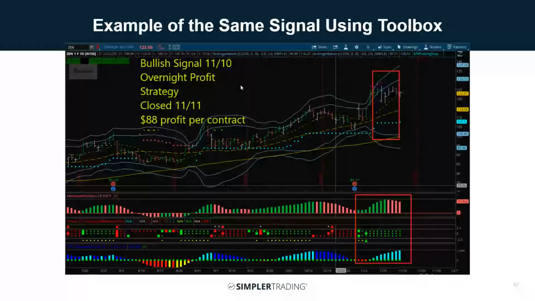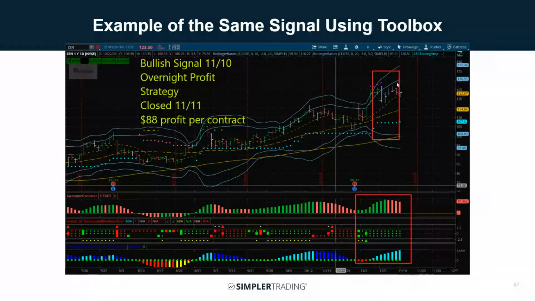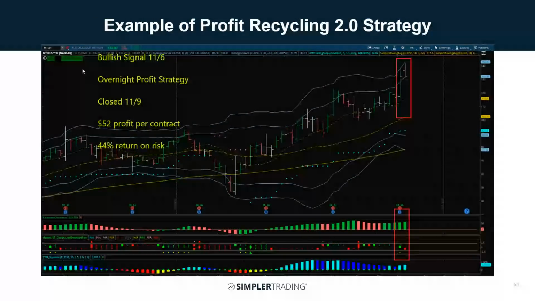Here was an example on Zen. Took this trade on the 10th, did the overnight profit strategy, closed it out on the 11th for an $88 profit per contract. So once again, a beautiful signal here on the compound breakout tool, great bullish divergent bars, that ended up following through to allow for that quick profit to be taken.